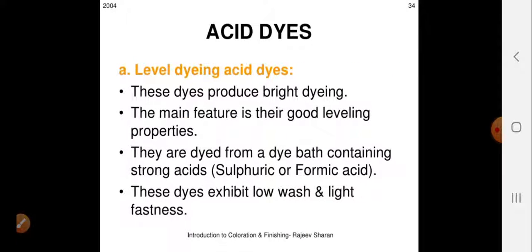First one is level dyeing acid dyes. These dyes produce highly bright dyeing, and the main feature is good leveling properties. They exhibit low wash and light fastness, so the color can easily come off.